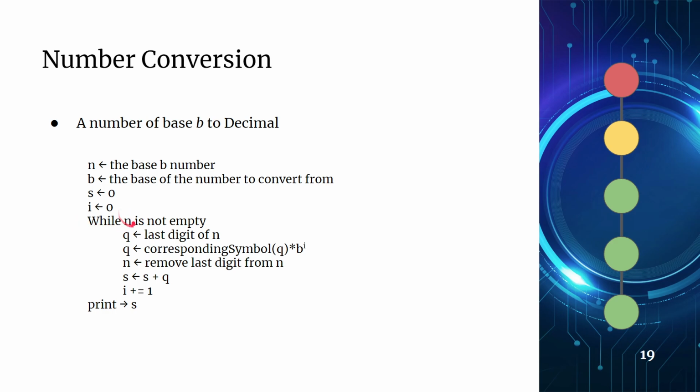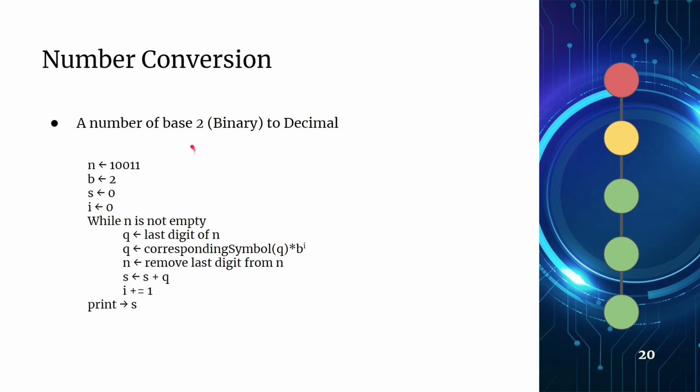Now while n is not empty, we will take the last digit of n and store it in q. We will convert it with the corresponding symbol function, which will essentially convert it into a number. It works opposite to the previous example, which I will explain later on over here as well. And then we will remove the last digit, append to the existing number, and we will increase the value of i by 1. So once again, I think it's better to show some examples.